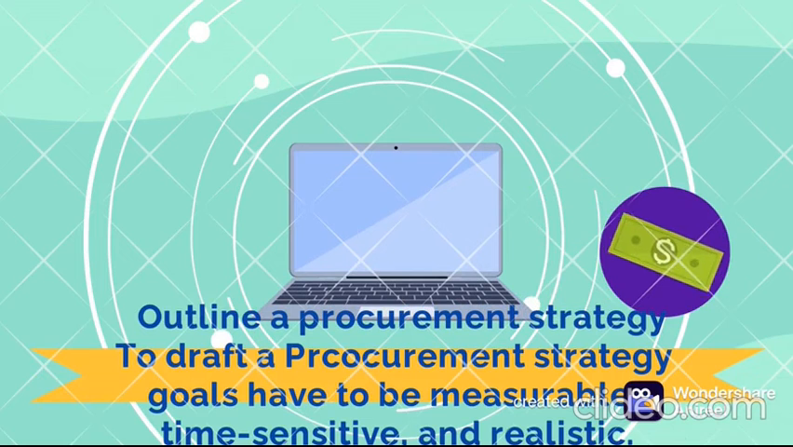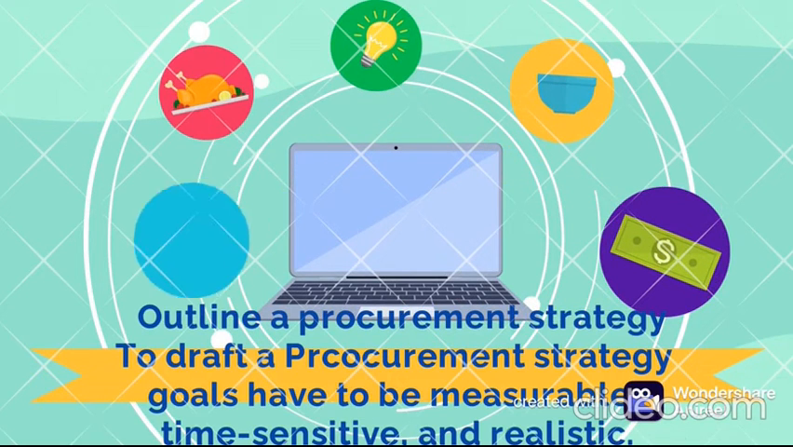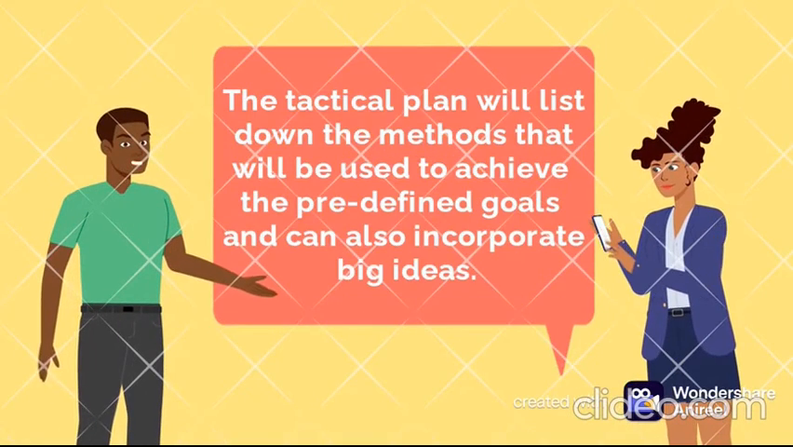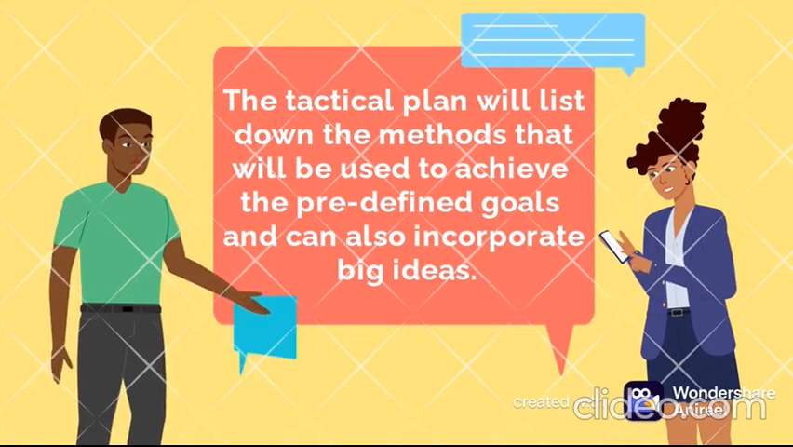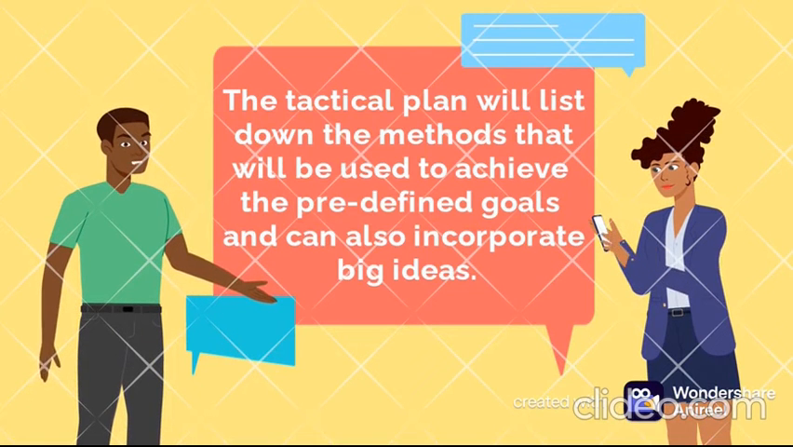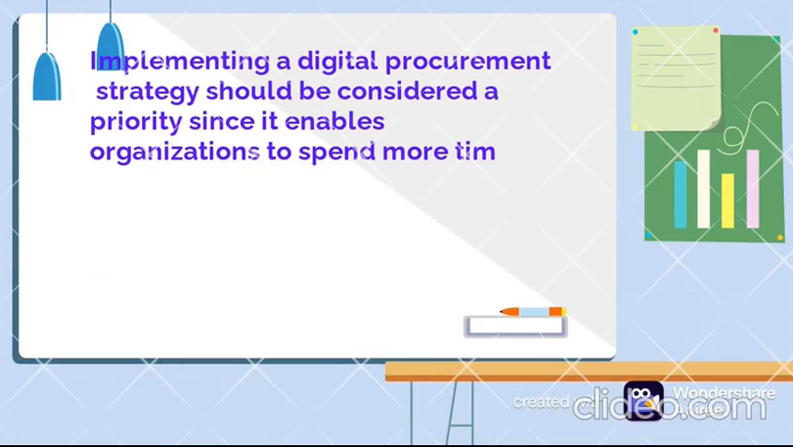Outline a procurement strategy. To draft a procurement strategy, goals have to be measurable, time-sensitive, and realistic. The tactical plan will list down the methods that will be used to achieve the predefined goals and can also incorporate big ideas. Implementing a digital procurement strategy should be considered a priority since it enables organizations to spend more time with suppliers.